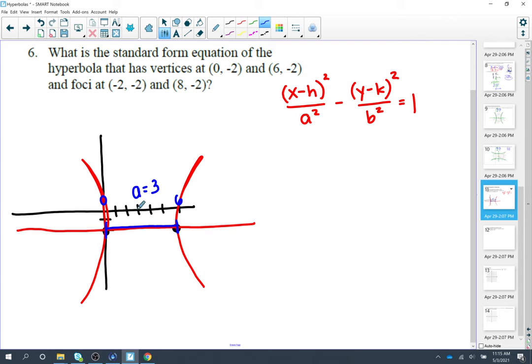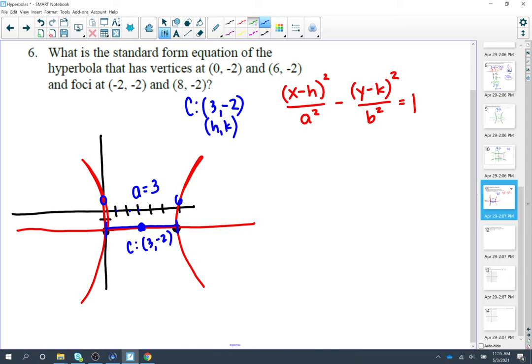If a is 3, that means my center has to be about 3 away from both. So my center now is going to be at 1, 2, 3, -2. So center is at (3, -2), which means this is my h and that is my k. We also know a, so we still have to find something else. We need to find b.